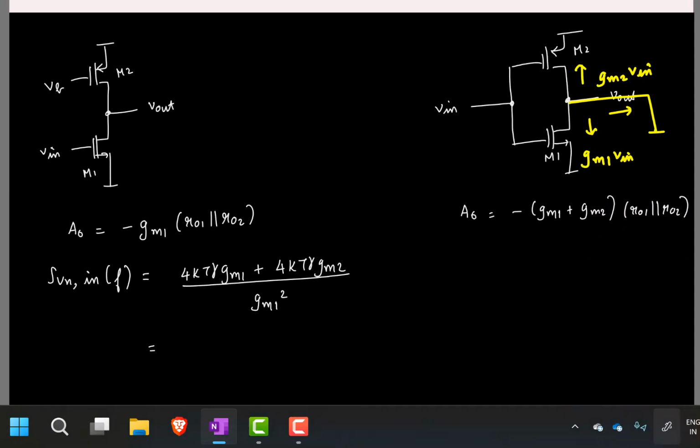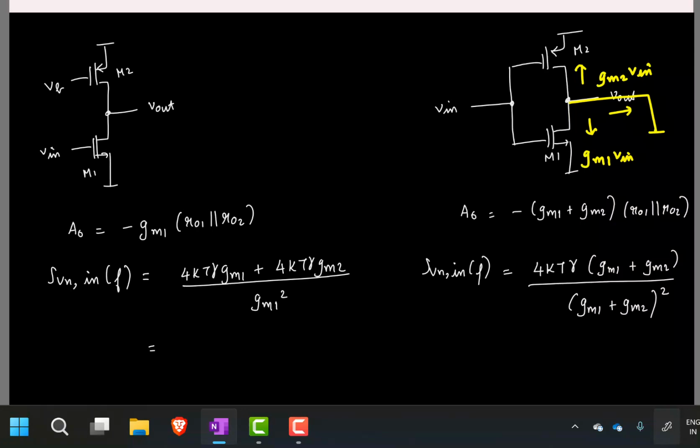Okay, and what do you think is the input referred noise here? The output noise current is the same, 4kT gamma, I'll write GM1 plus GM2. This is the total short circuit noise current at the output. This is getting divided by the overall GM. So now I can rewrite it like this: 4kT gamma GM1 plus GM2 by GM1 square. If you compare these two, this has much lower noise power.